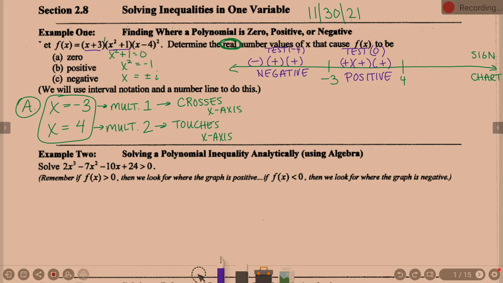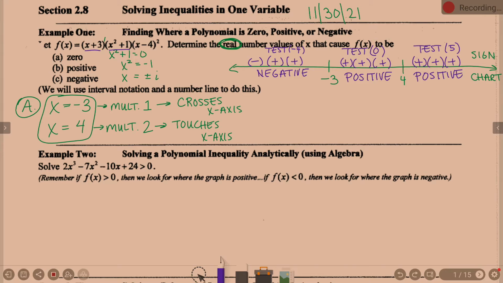Okay. Did you guys try this one? I just realized I'm running out of time. I would test 5, test any number bigger than 4, right? When I put in that number, I'm thinking, what do I know about 5 plus 3? It's a positive. What do I know about 5 squared plus 1? Positive. What do I know about 5 minus 4? Positive, and then when I square it, it's still positive. What do we know about positive times a positive times a positive? It's positive.